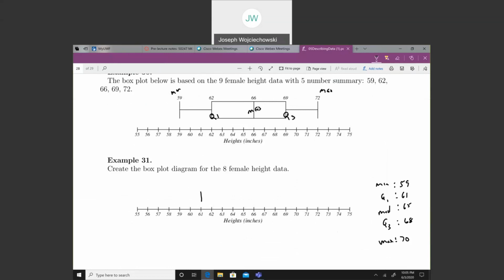I have 61 to 68. Then we draw our line for the median at 65. Then we have our whisker to 70. And we have our other whisker to 59. And there's our box plot for that data.